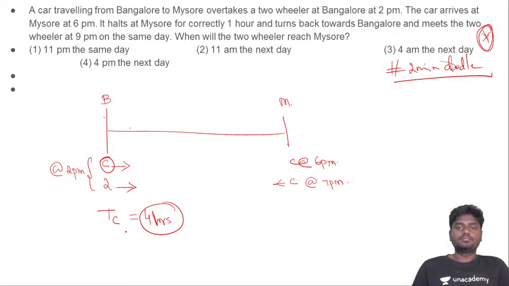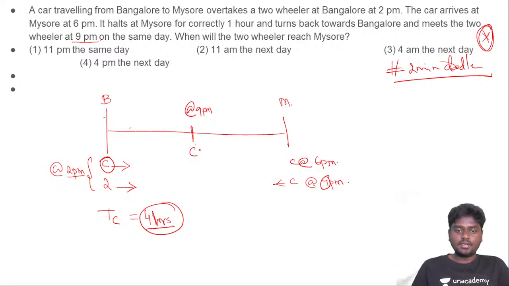If you take the two-wheeler, it starts at 2 p.m. from Bangalore and travels slowly. But the car meets the two-wheeler at 9 p.m. The car leaves Mysore at 7 p.m. At 9 p.m., where exactly will the car be? The car will be exactly at the center, if I'm not wrong. How? The time taken by the car to travel from Bangalore to Mysore is 4 hours, so in 2 hours, at 9 p.m., the car will be exactly at the center of Bangalore and Mysore.